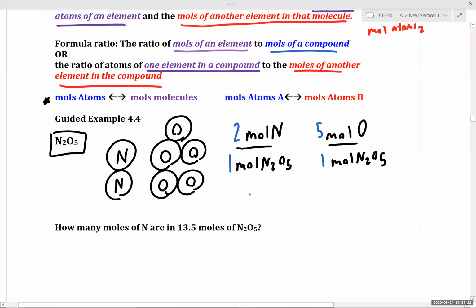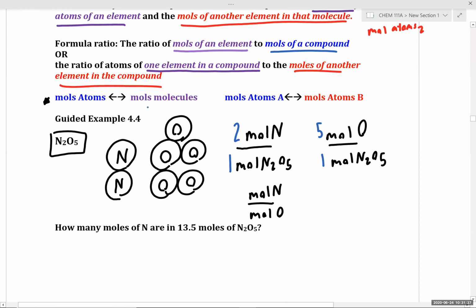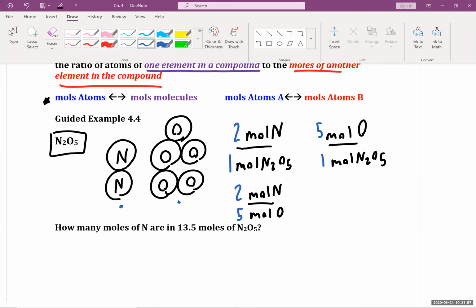Now let's get a little bit fancy, and I'd like you to tell me, how many moles of nitrogen do we have per mole of oxygen? So first, how many nitrogens did we see? 2. And how many oxygens did we see in the same compound? 5, yep. So we have 2 moles of nitrogen per 5 moles of oxygen. Okay.